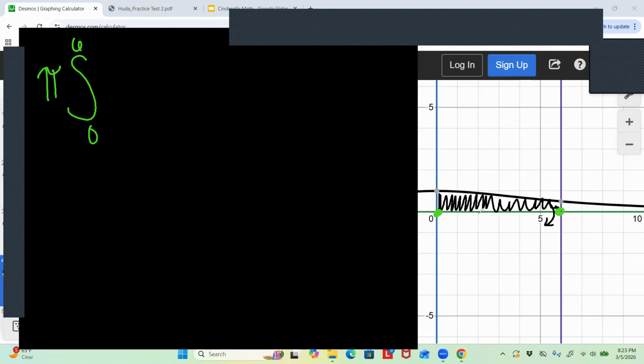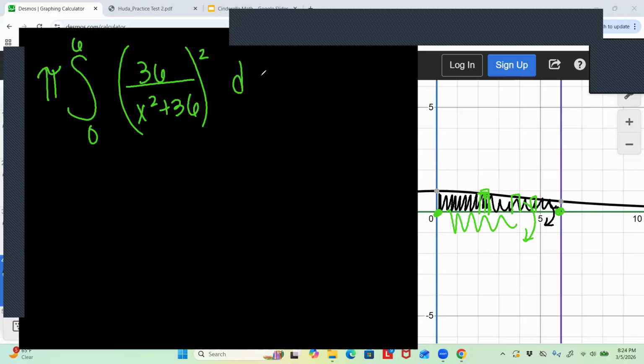And then how tall is this? How tall is this rectangle? Well, that's going up to the function, and so is this one, and so is this one. And that's called the radius, because you're going to rotate it, right? So it's going to come down here. And you do that squared. So then we're going to take our function, which was 36 over x squared plus 36, and then you're going to square that with respect to x.